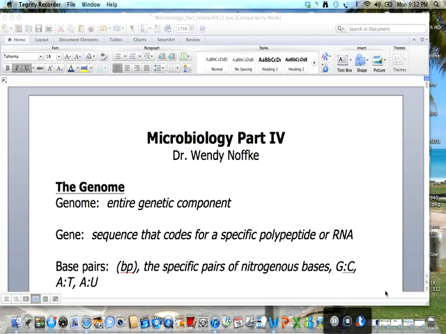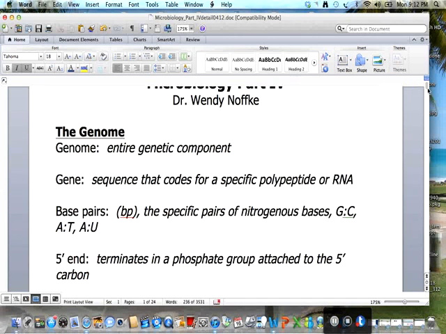In this section, we will be looking at microbial genetics. The genome is the entire genetic component of the cell. The gene is the sequence on the genome that codes for a specific polypeptide or RNA.